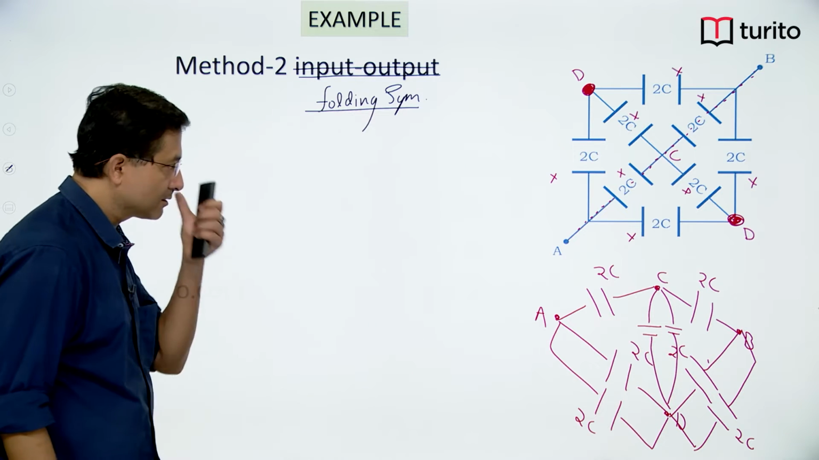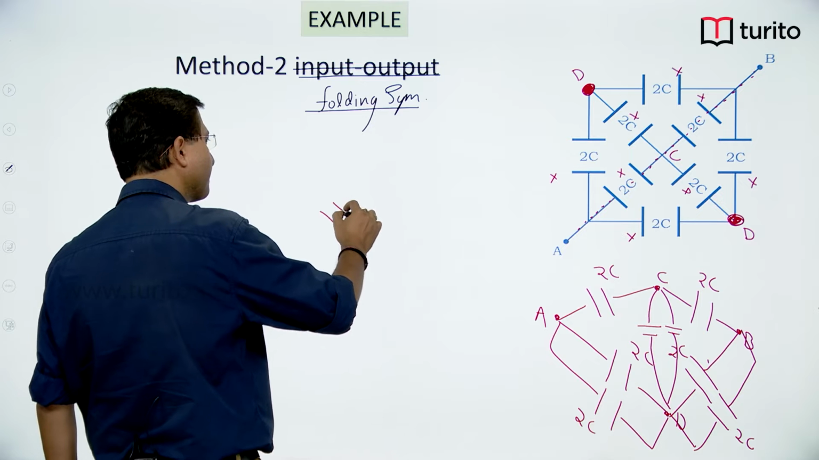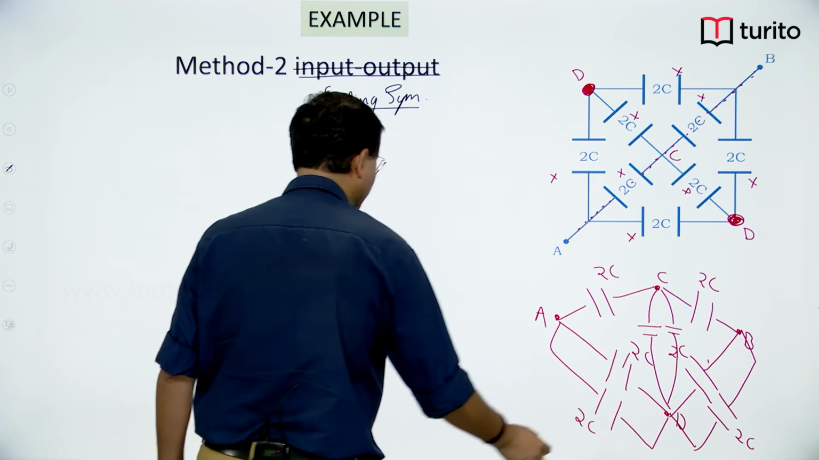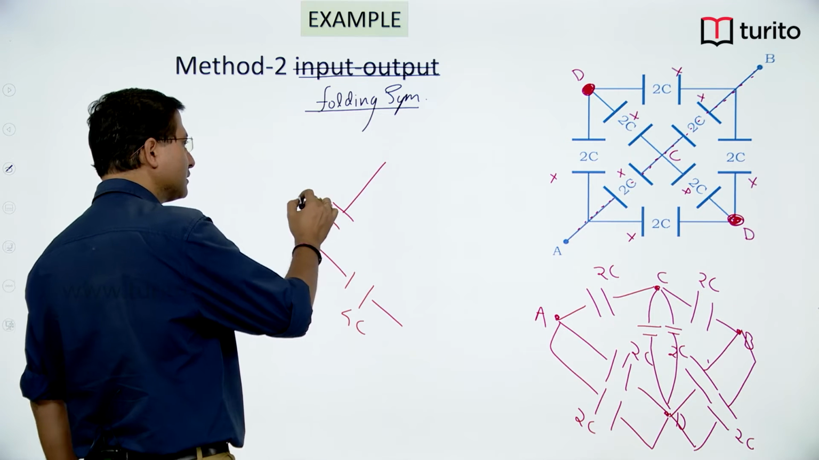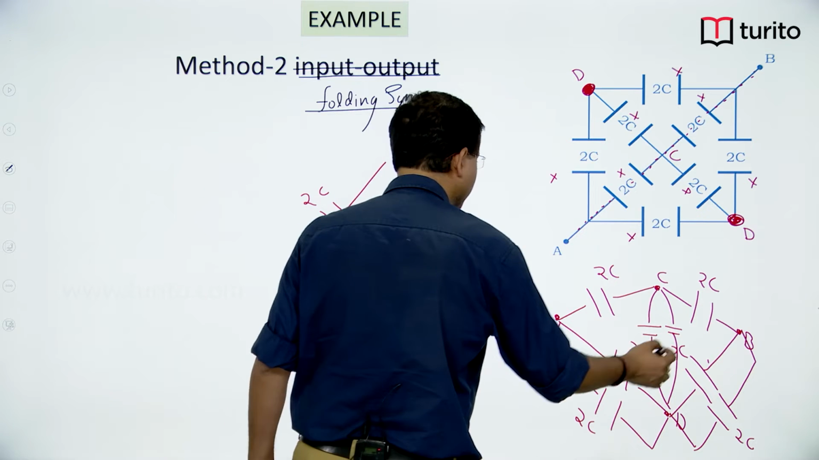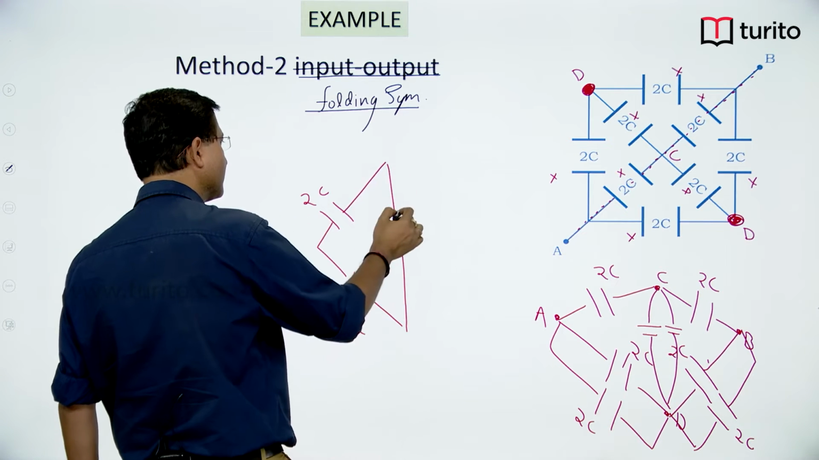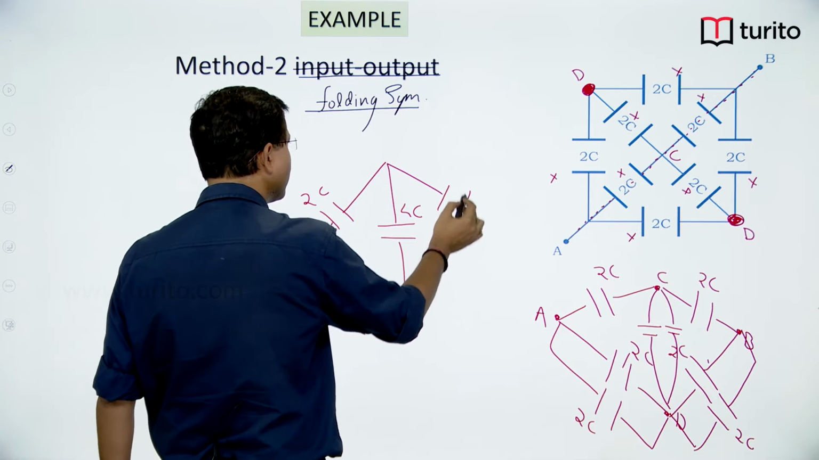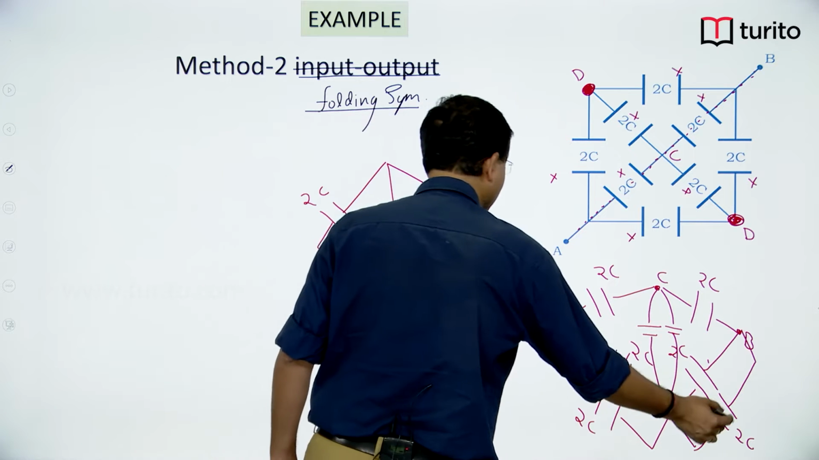Now, the circuit looks a little complicated, but when you simplify, this will make it 4C, right. So, here we have 4C, this is 2C, and again this will become 4C, parallel combination. This will become 4C.